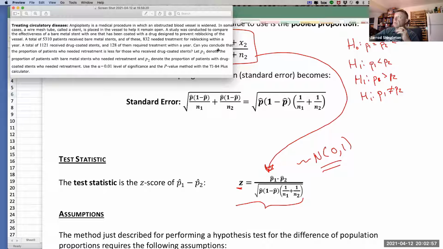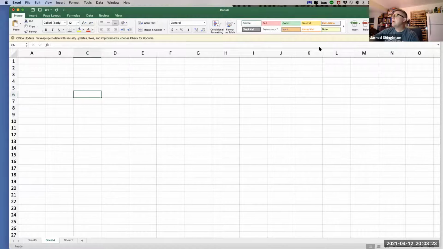128 required the treatment. Can you conclude that the proportion of patients who needed retreatment is less for those who received drug-coated stents? So what we're saying here is P1 is bare metal, and this is why it's so important for the bookkeeping with these. They're saying P1 is greater than P2.